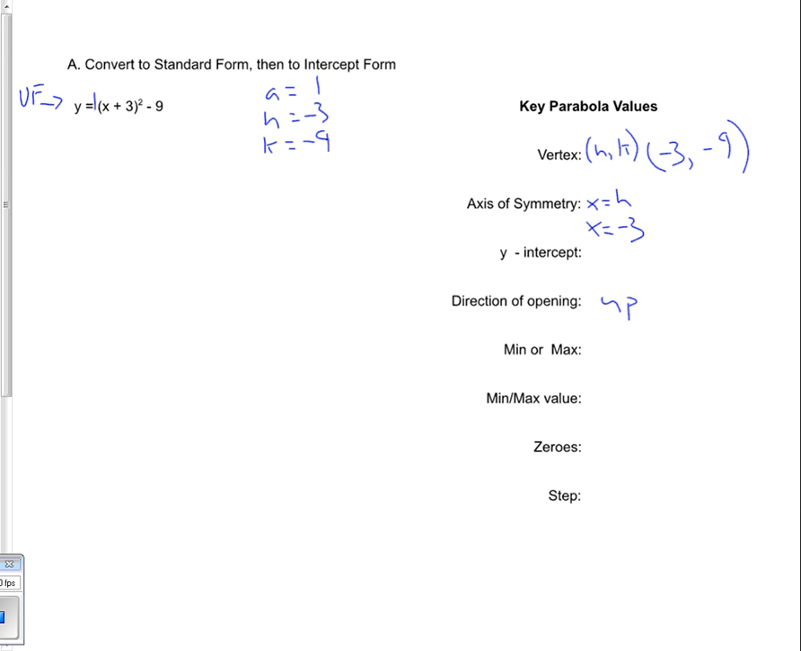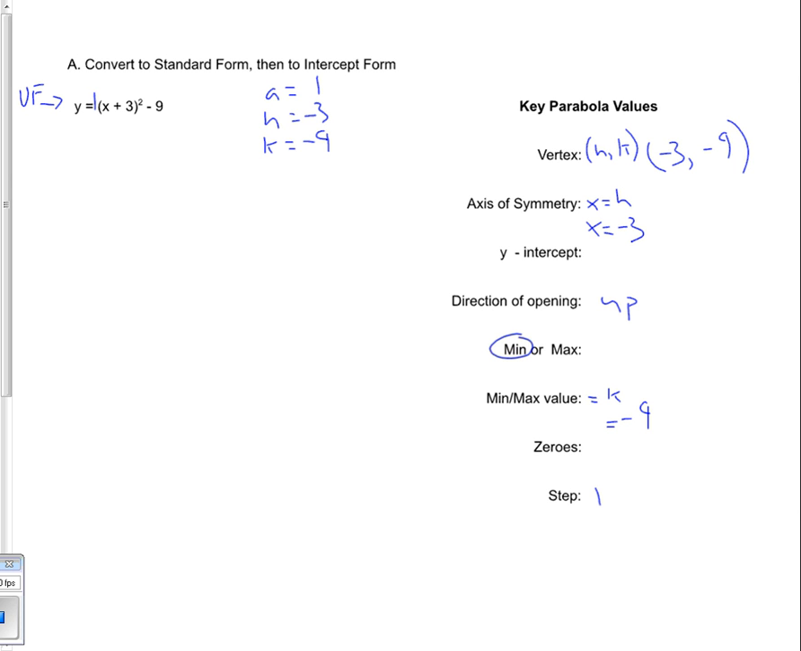Is it going to be a minimum or maximum value? Well, since the parabola is opening up, it's going to end up being a minimum value. And so my minimum or maximum value, also known as my optimum value, is equal to k. So whatever my k value is, that's going to equal negative 9. Okay, and then my step is positive 1. So I just need to figure out what my y-intercept and what my zeros are.